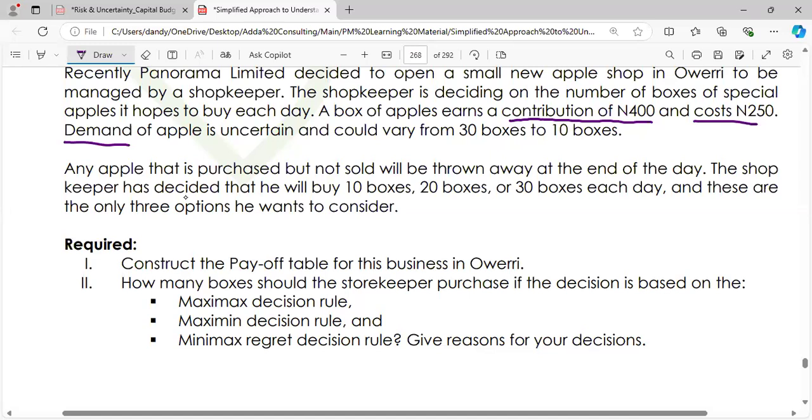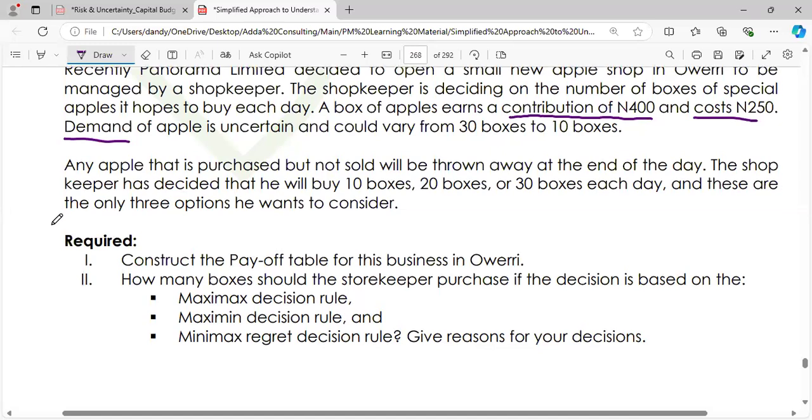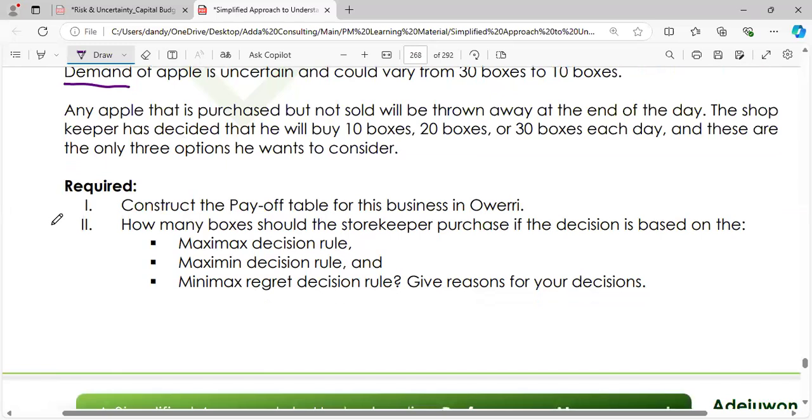We are told that it's uncertain, so it could vary from 30 to 10. Therefore, you are going to have a similar thing for your horizontal and your vertical axis, which is 10 boxes, 20 boxes, and 30 boxes. What made this question unique is the fact that the payoff value is not given. So you are the one that will determine the payoff value yourself using the contribution as well as the cost. So what are you supposed to do? Let's dive in and quickly solve it within the next 20 minutes.